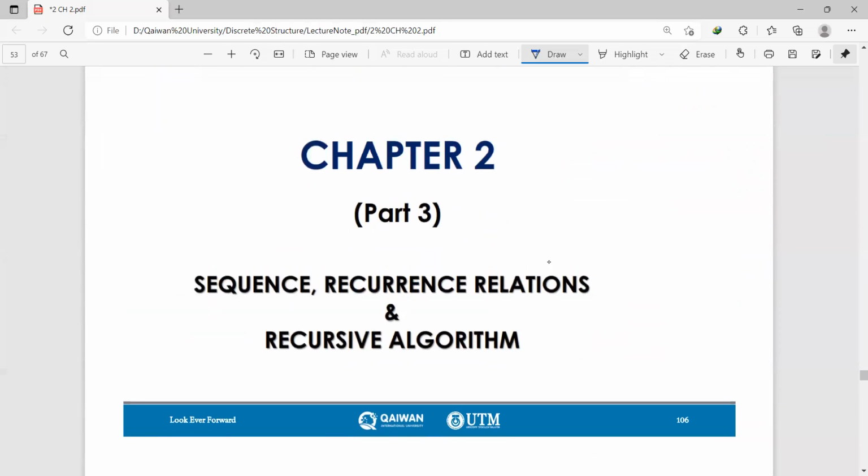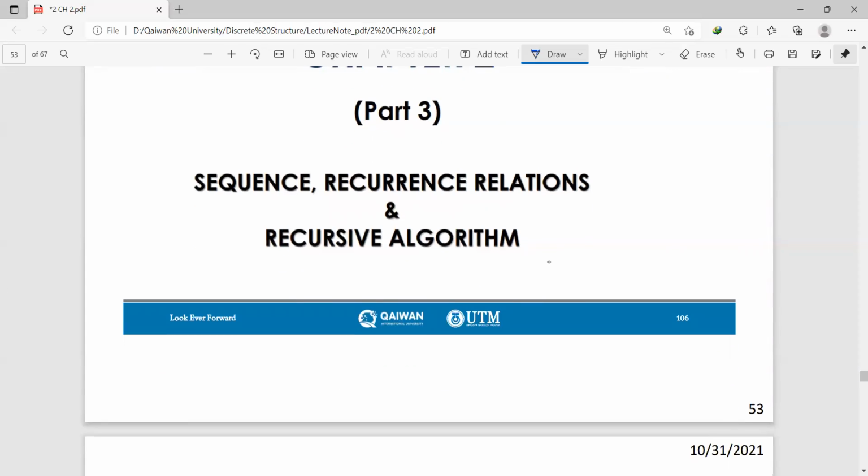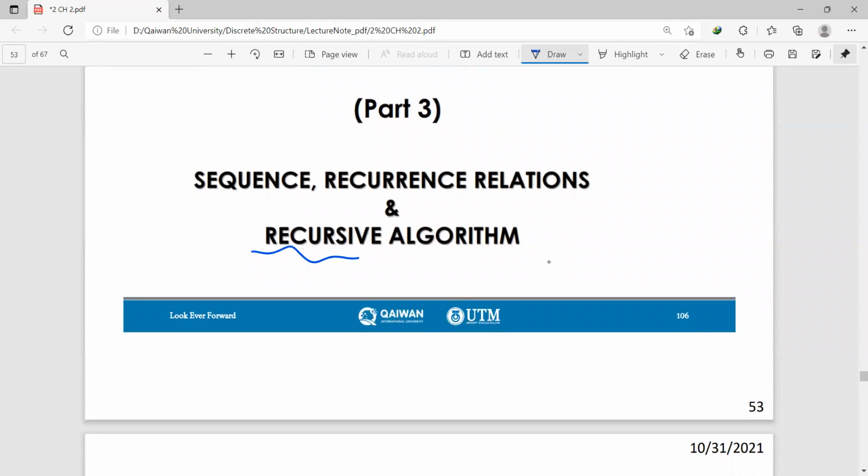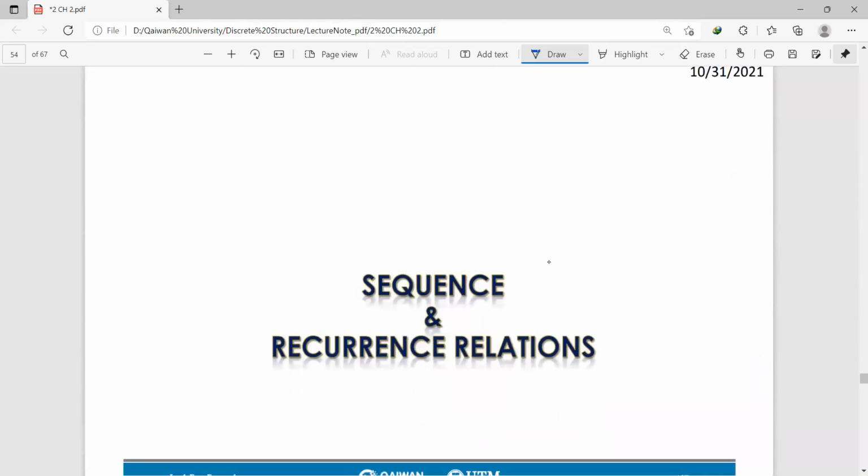Now we have the last part of chapter 1, which is sequence, recurrence relations and recursive algorithm. This recursive algorithm is the structure of computer programming for the recurrence function.